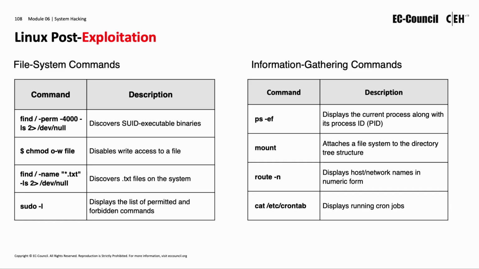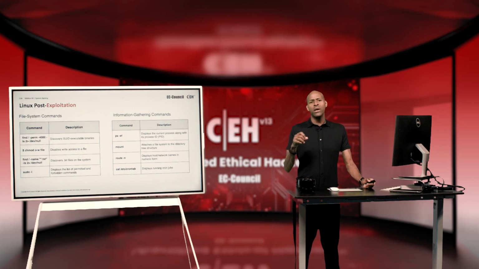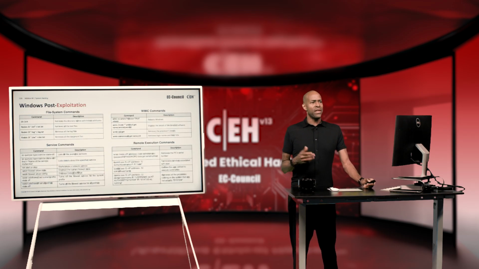You can find information about it, permitted and forbidden commands. PS, so you can see what processes are running. Mount for file systems. Route to look at the routes that are available. And then cat, where you take a file and dump it. In this case, you see it's crontab that they're doing, looking at running jobs. You can dump that to the screen, or you can use the redirection operator and cat it to a file. Then we have Windows.